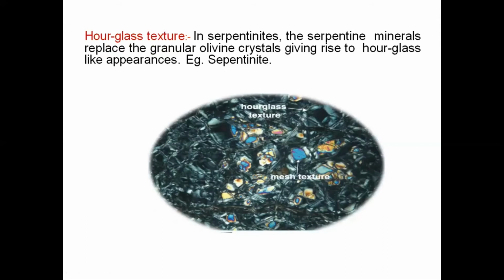Hourglass texture in serpentinites sometimes results from some minerals being replaced by granular olivine crystals, and it gives rise to hourglass texture. You can see some crystals that create the position of a mesh texture, as well as some crystals that look like the shape of an hourglass, the glass equipment we use to measure time.